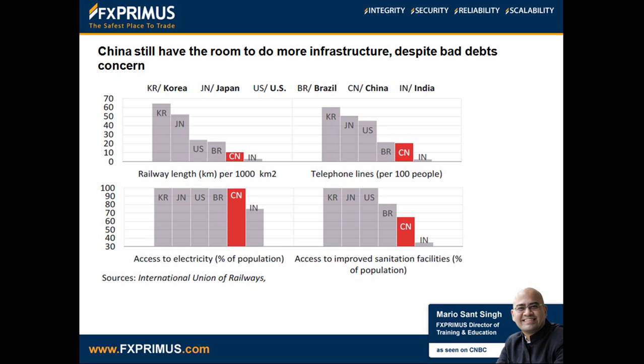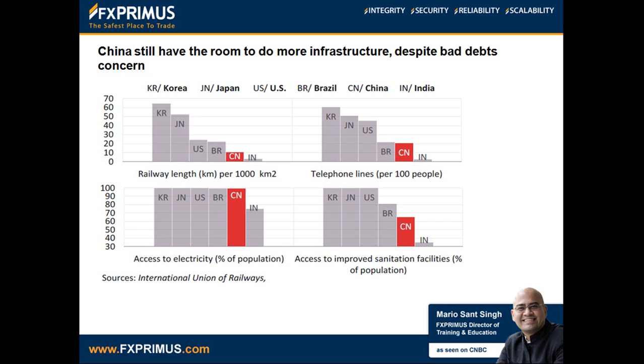Also, on telephone lines per 100 people, you can see it's the same as Brazil. But looking at the telco industry, which is more popular now, Brazil or China? Of course it's China, right? But the lines are still much lower than the US, Japan, and Korea. Now we are looking at access to electricity as a percentage of the population. It's the same as Korea, Japan, the US. On this part it's on par. But looking at access to improved sanitation facilities, you can tell there's also lots of room compared with Brazil, the US, Japan, and Korea. So there is room for China to do infrastructure.